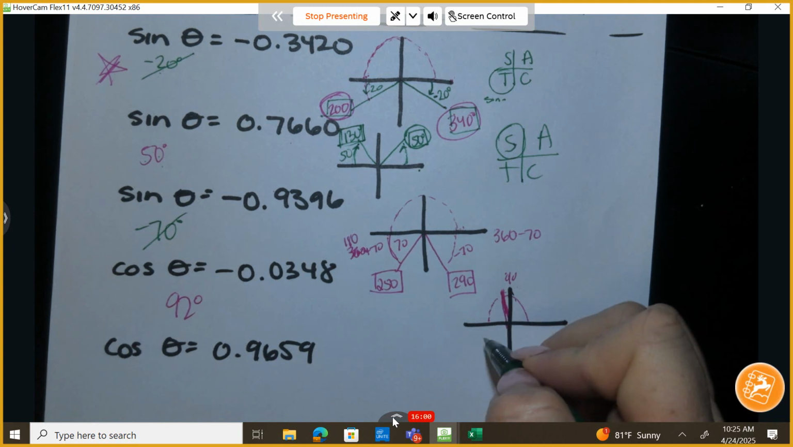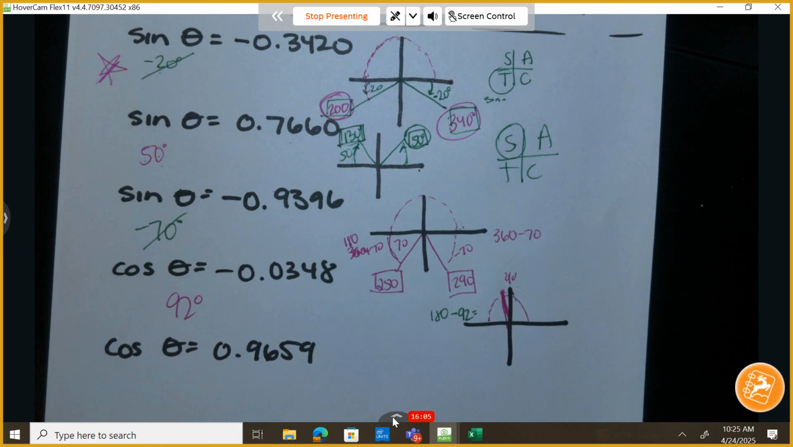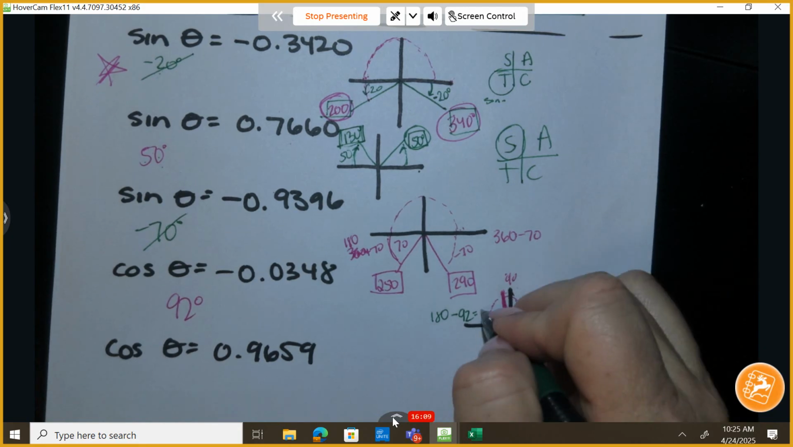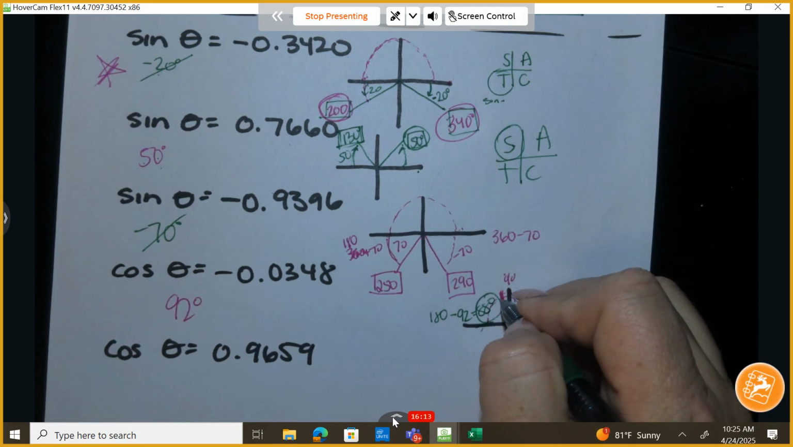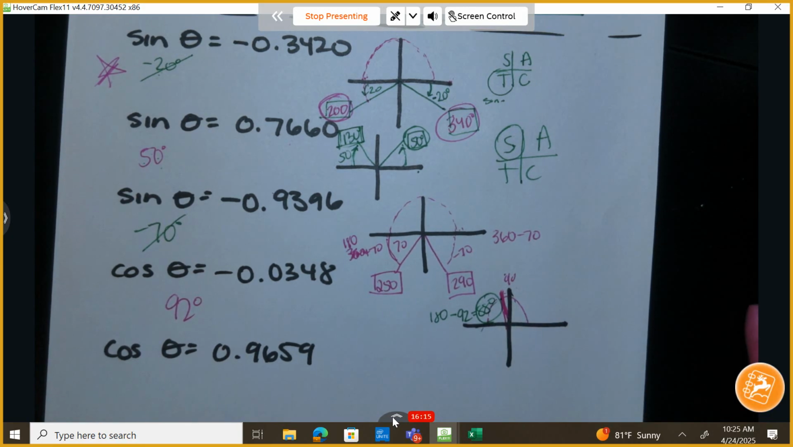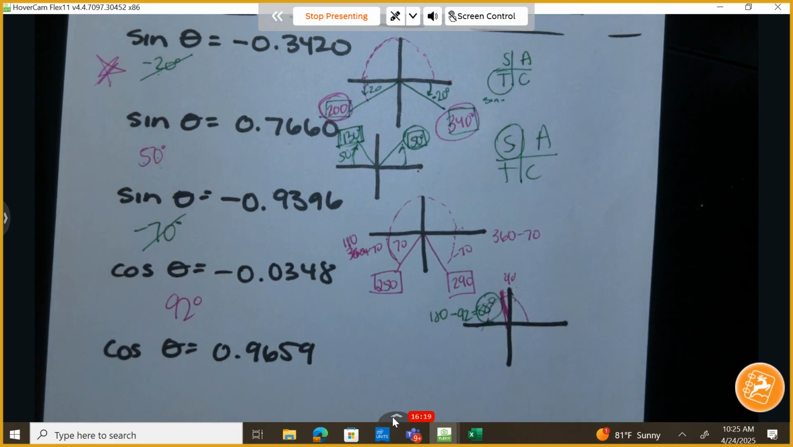You're going to take 180 and subtract 92. 88. Take 180, because it's the x-axis, and subtract. Yep. Okay, so this is 88. Now, using your fingers, we are either in quadrants 1, 3, or 4.